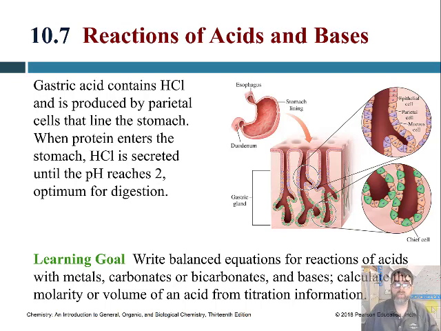Now we're going to get into reactions of acids and bases, and since the focus of this class is on the chemistry of life processes, I'm going to take a moment here on this slide. Your stomach has glands in it that are made up, of course, of cells, and those cells generate hydrochloric acid, a strong acid, as you've seen from the list on the table earlier in the notes and in the textbook. And it keeps secreting that until we get to the proper pH.